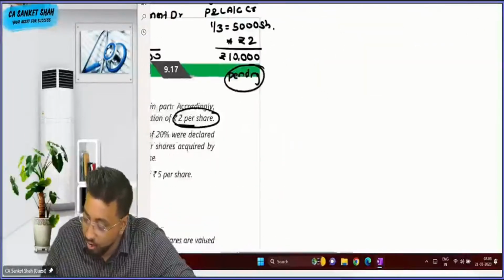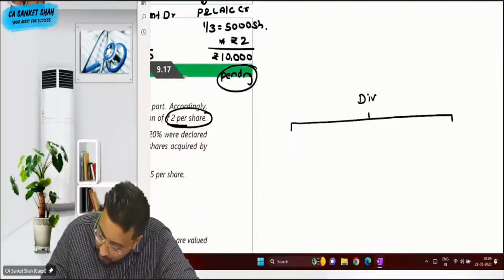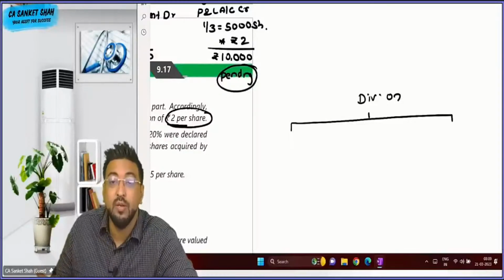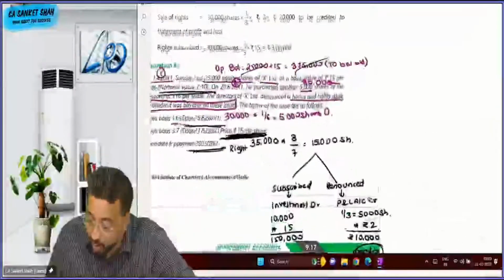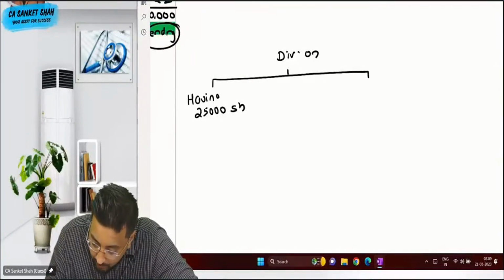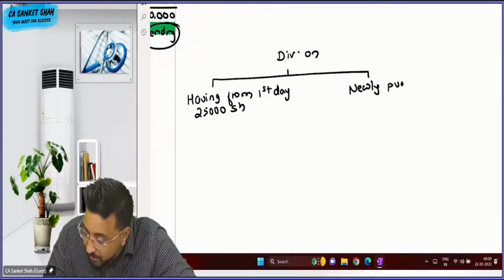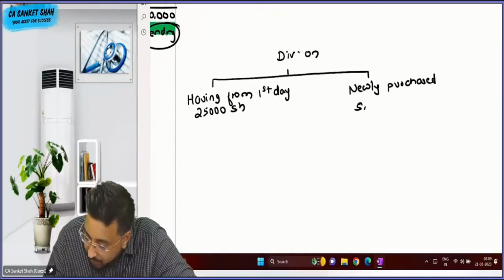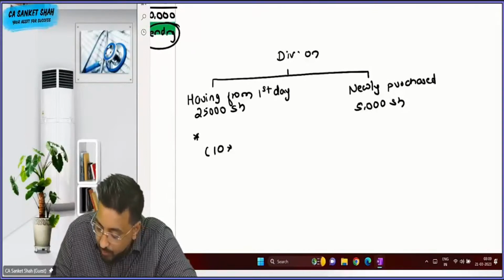Now I have 2 shares. Now please understand the concept. Dividend. Now through a practical example I will explain the concept. Now you are getting dividend on these 25,000 shares, having from the very first day, and on the newly purchased 5,000 shares. Correct है. So dividend is rupees 10 ऊपर 20%.